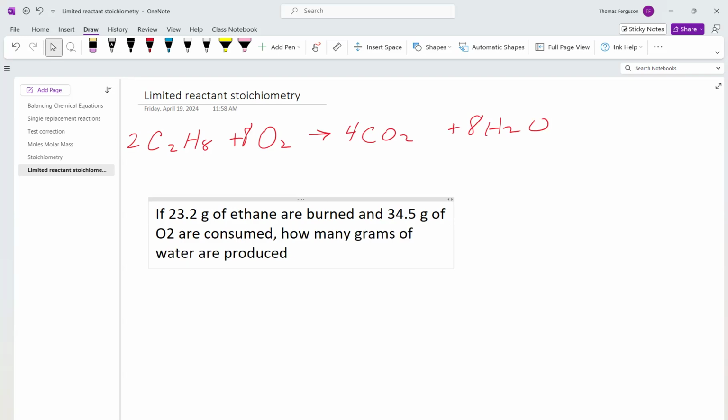Okay, 23 grams of ethane are burned and 34 grams of oxygen are consumed. How many grams of water are produced? Okay, so right away you go, oh, and one other thing.